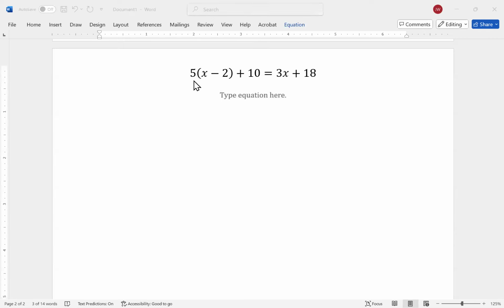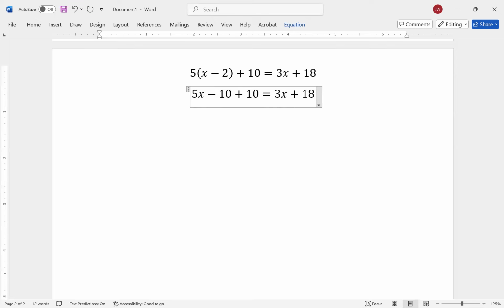The equation is 5 times the quantity x minus 2 plus 10 is equal to 3x plus 18. I need to start simplifying before I can do any moving of terms to one side or the other. So what I would do is distribute this 5. 5 times x is 5x. 5 times negative 2 is minus 10. Then I have plus 10 is equal to 3x plus 18.